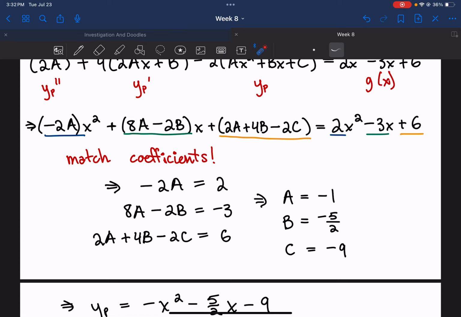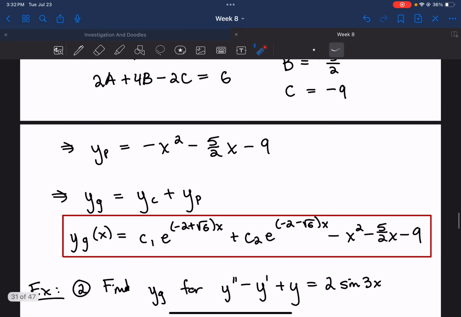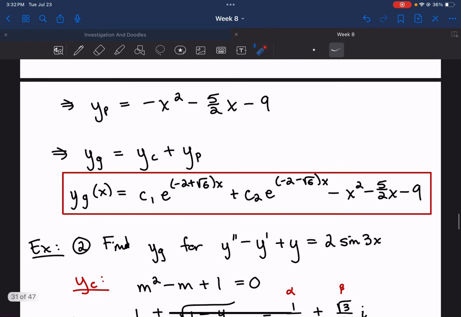I found my particular solution. And by the superposition principle of section 4.1, I know that my general solution to this differential equation is the homogeneous solution plus the particular bit. So I take the homogeneous solution and then I tack on yp. This is my general solution to the non-homogeneous equation.